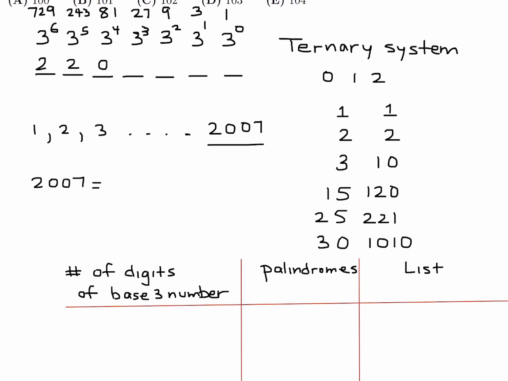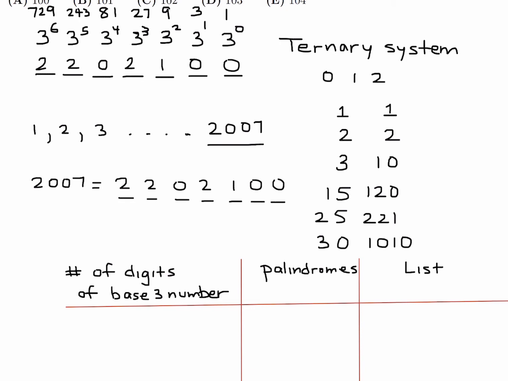So how many times do I want to include that 27? I can probably include it twice. And then I've got a 9 remaining. I just put 1 there. And there you go: 2, 2, 0, 2, 1, 0, 0. This is the base 3 representation of 2007.